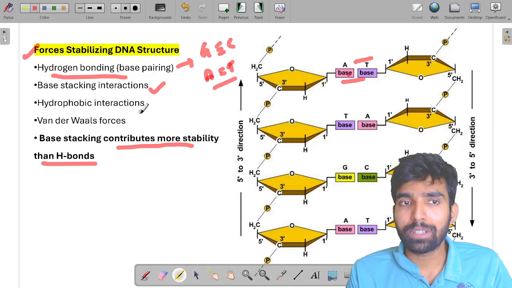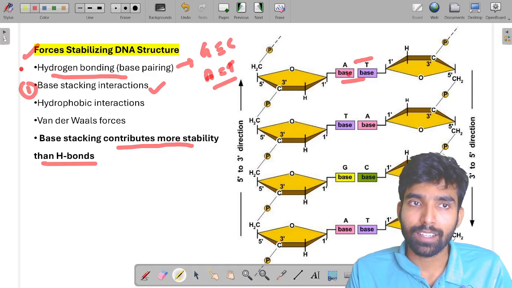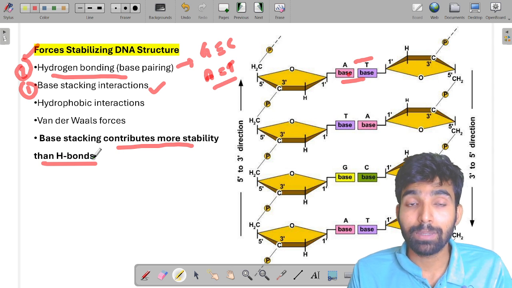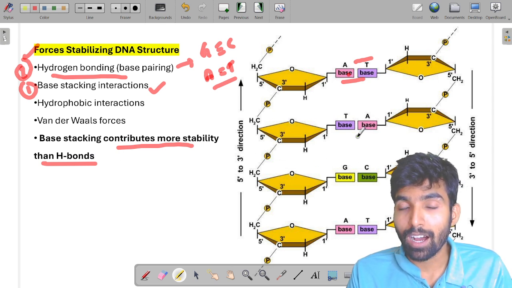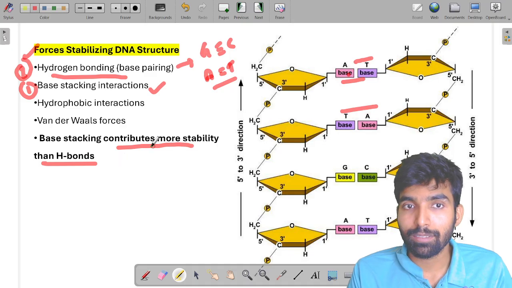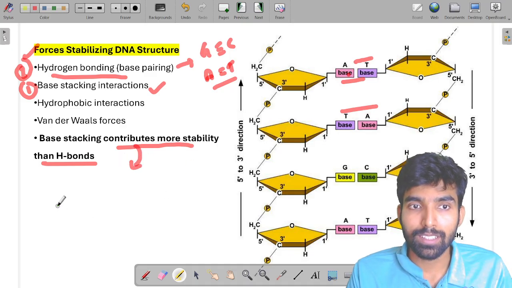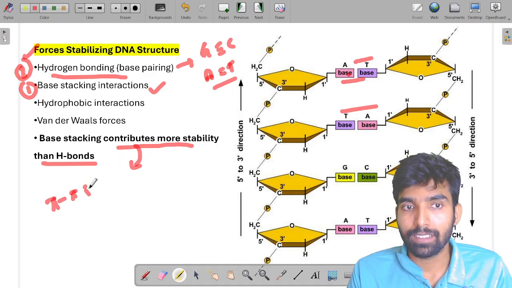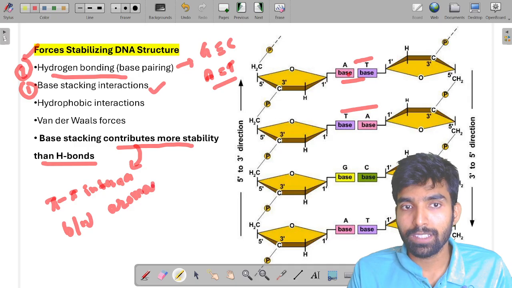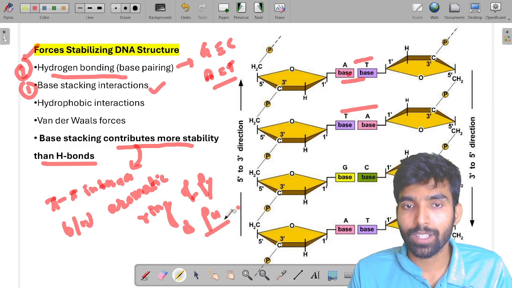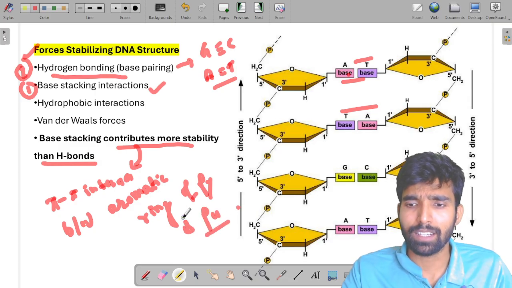It is followed by some hydrophobic interaction and some van der Waals interaction. But the two major interactions are base stacking first, and hydrogen bonding second. Always remember, base stacking contributes more. Base stacking is basically just the pi-pi interaction between aromatic rings of pyrimidine and purine. That's pretty simple and straightforward.